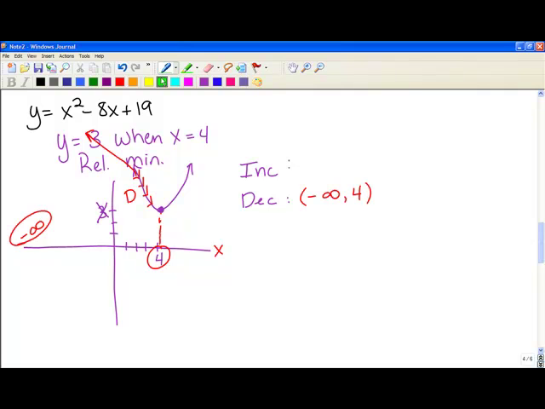Now, the increasing part, the function is increasing over here on the right side. It's going up. It took a turn. It's going up now. And it's heading over to the right forever. So if it heads towards the right forever, it's going over to infinity. So increasing would be from 4 to infinity. So that's how you find a relative minimum and write down the increasing and decreasing part when you're using your calculator.